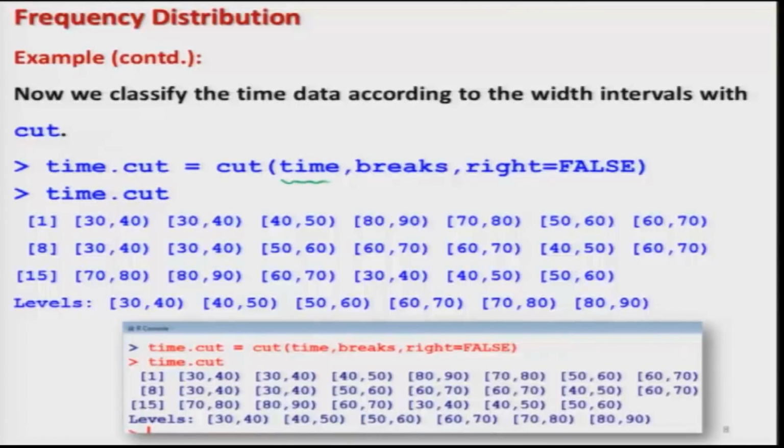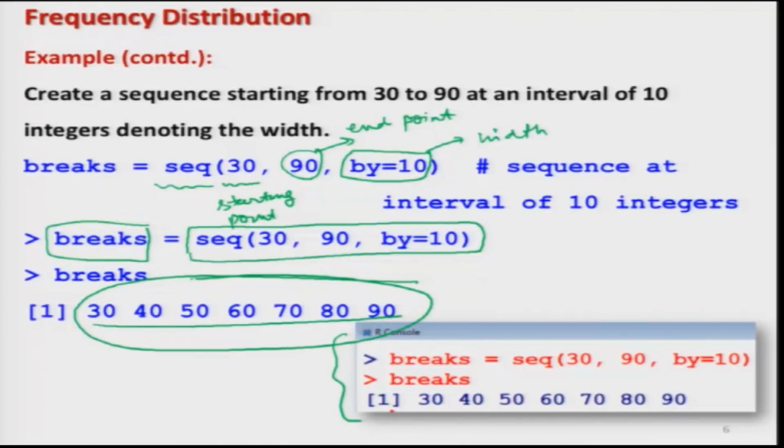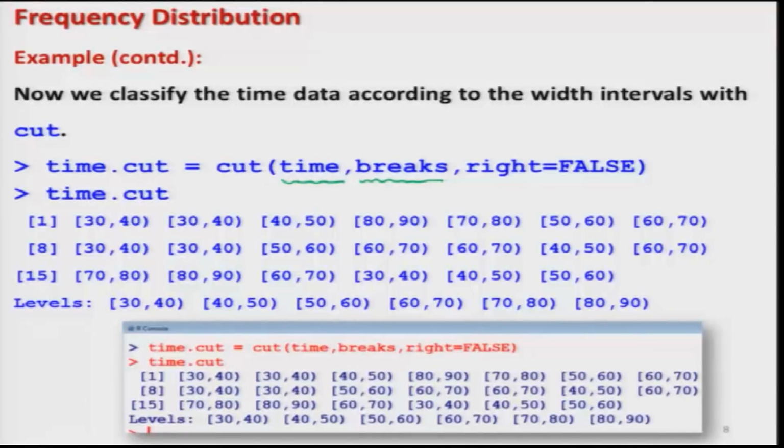Okay. So, if you try to see here, I take the same data vector, time, and I am using the data which I have already generated as breaks. Remember, we have generated the breaks here: 30, 40, 50, 60, 70, 80 and 90. So, now I am telling this function to use the data of the time vector and create the breaks using the data in the break, and right is going to be false.